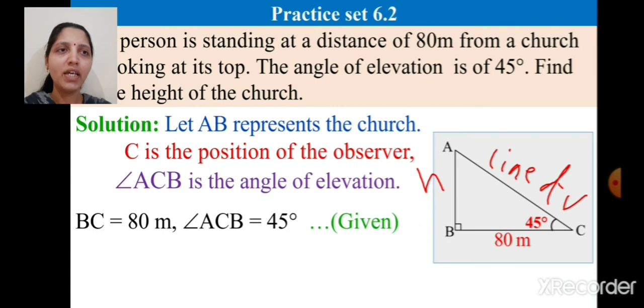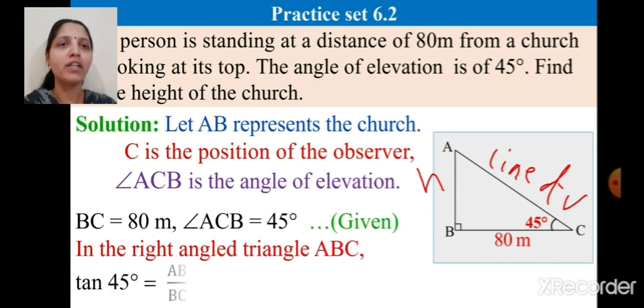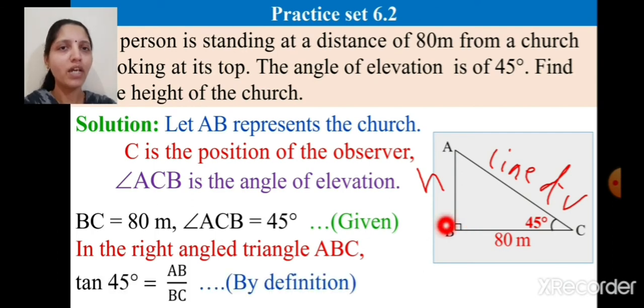Now BC is equal to 80 meters because it is the distance between the observer and the church. Angle ACB is 45 degrees, it is given to us. So in the right angle triangle ABC, we can apply a trigonometric ratio. Here we are going to apply the tan ratio. So tan 45 is equal to AB upon BC.